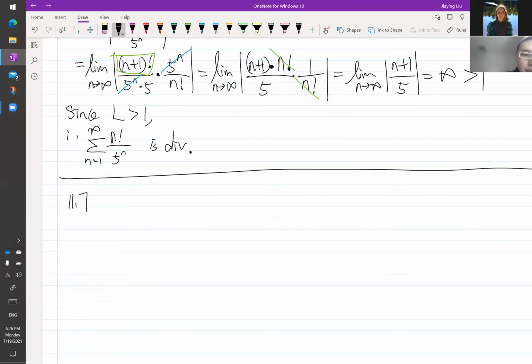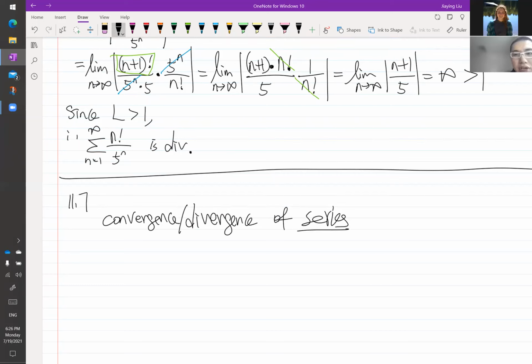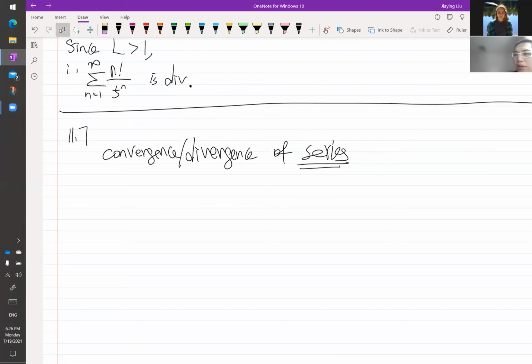So this is for convergence or divergence of series. This is different. It's not about sequences. So be careful. This is only for series. Usually the easiest one will be the divergence test. Not always the easiest, but it's one of the easiest ones.